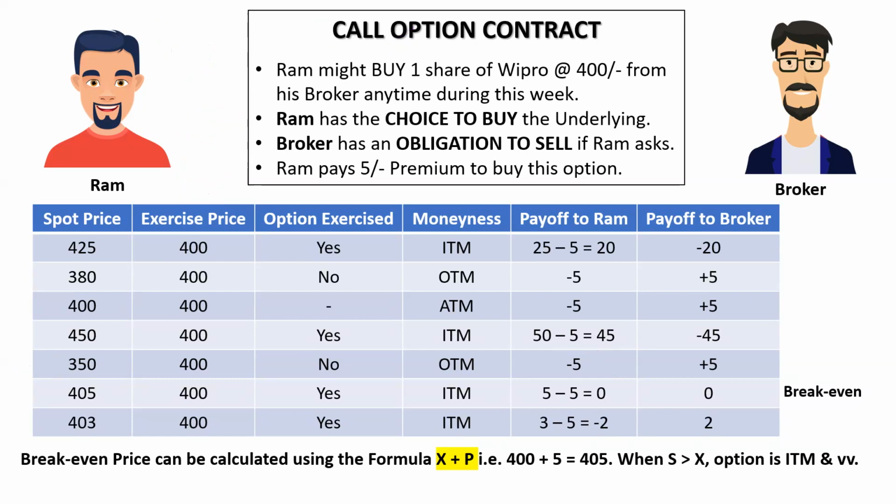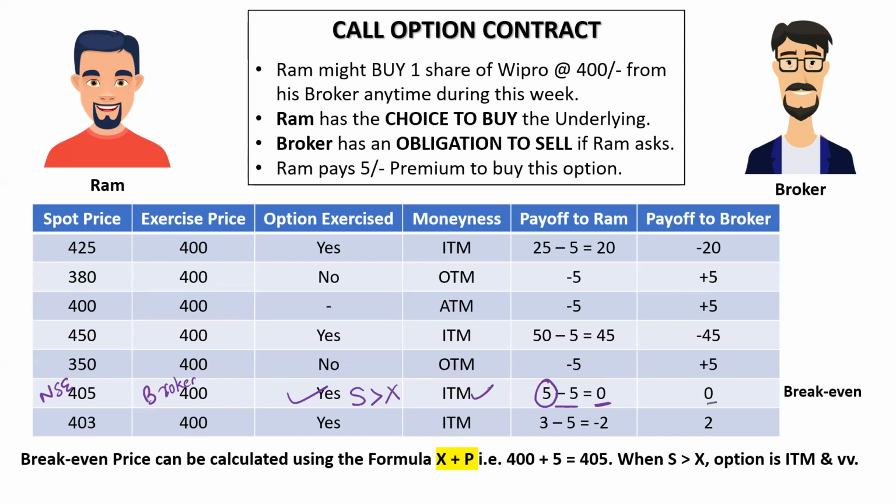Now, what if, let's say, there is a unique price of 405? In NSE, you are getting it to buy it at 405. With the broker, you are getting it to buy it at 400. So obviously, you will exercise the option because the spot price is greater than the strike price. It is an in the money option. You are making a profit of 5, but you have paid a 5 rupees premium. So that means over here, your net profit and loss is 0.